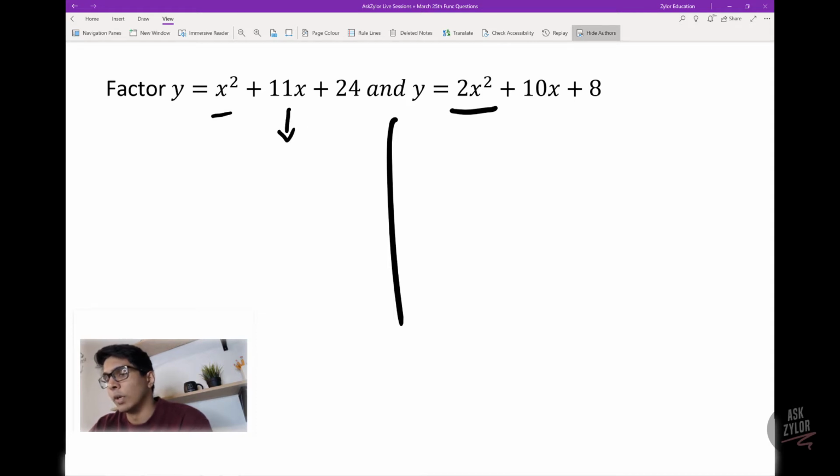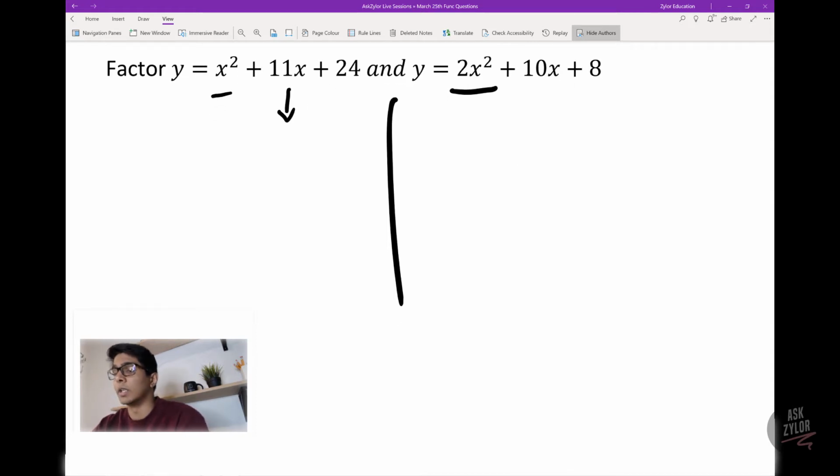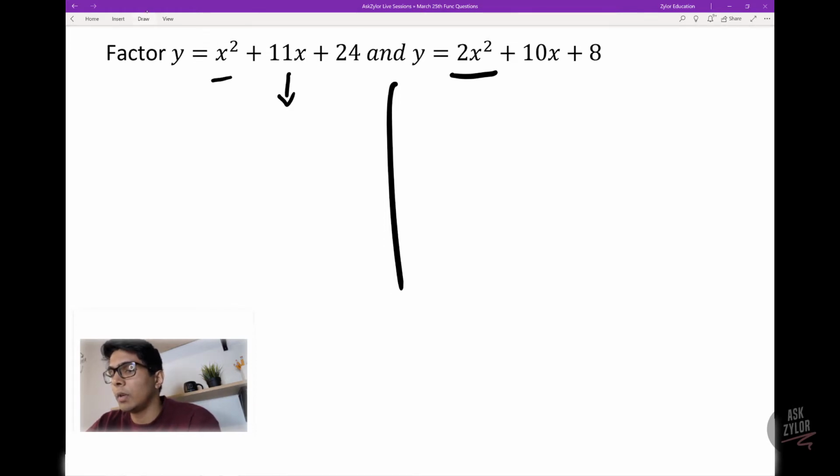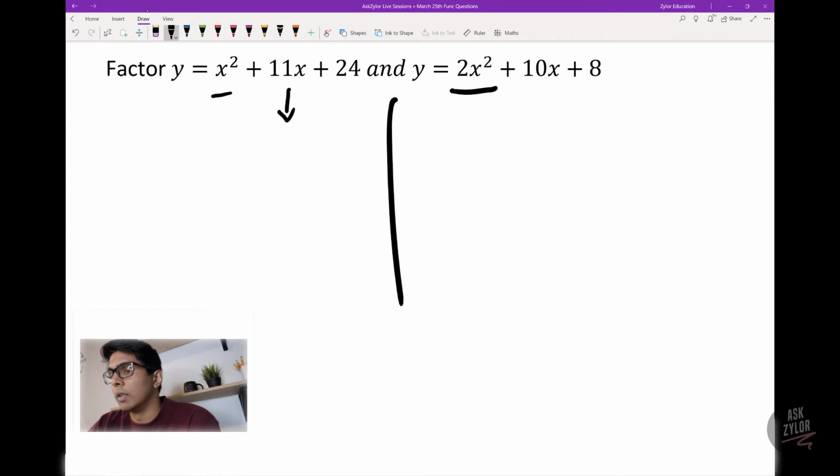For any equation given, we should always be looking at whether there is any common term that I can factor out. There's 1, 11, and 24, so I can't really factor anything out, so I'm just going to get started. If my leading coefficient is just 1, all I'm looking at is my C term, my constant. So I have 24.